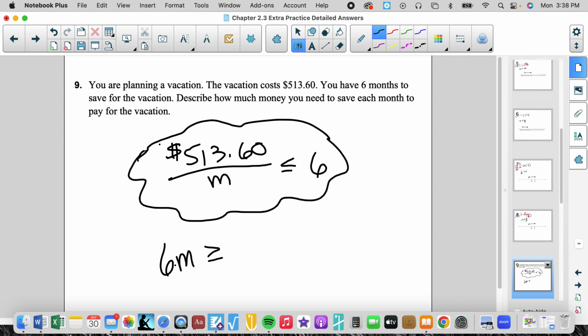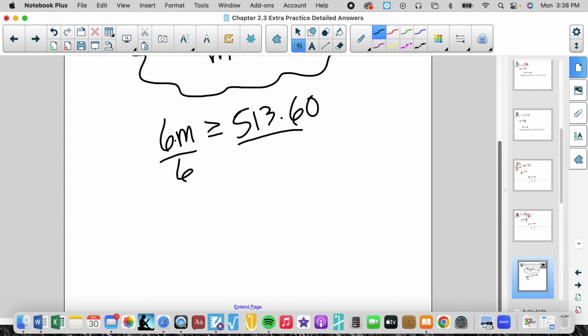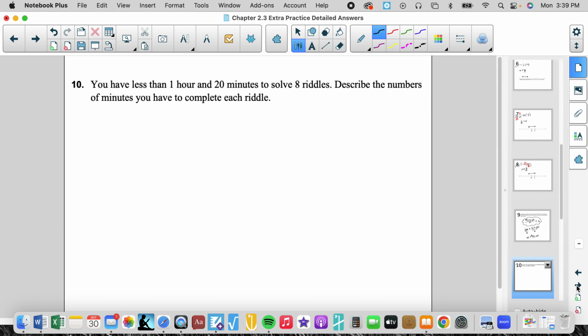Aha, there it is. How much money you want to save per month must be more than $513.60. That's probably the best one. So if we divide by 6, we get M is greater than or equal to 85.60. So we would have to save at least, the least amount is $85.60 or more per month. You need to save at least $85.60 a month. So M is month. I don't know why I didn't do that. That was weird. Weeks. Where did weeks come from?